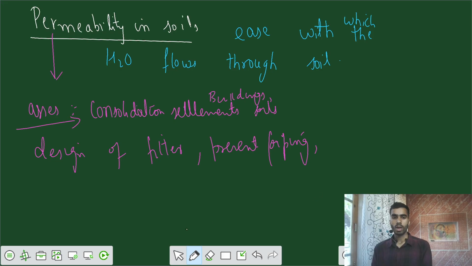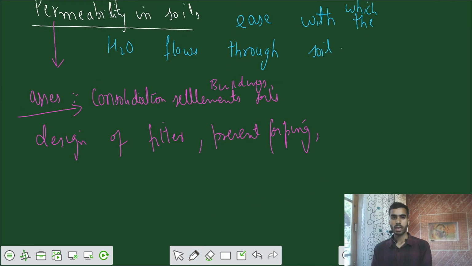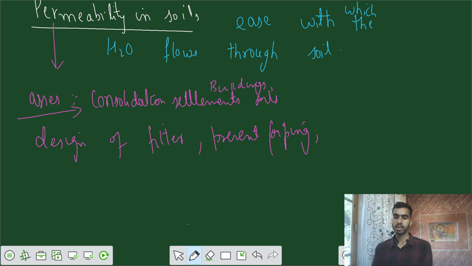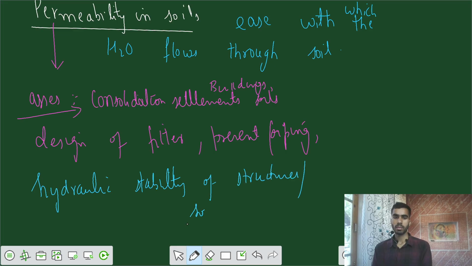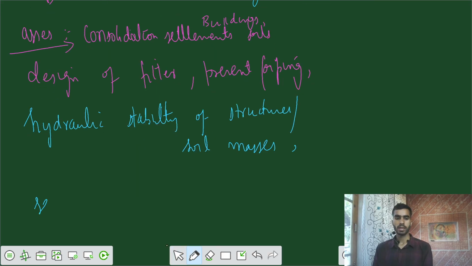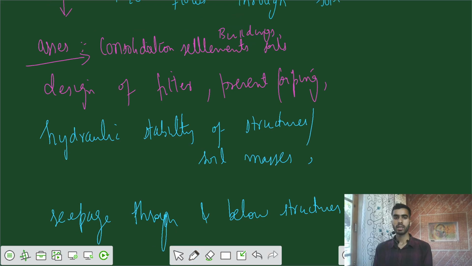Okay, and there are a few more terms we can assess from understanding the permeability. There is the hydraulic stability of structures, soil masses. Okay, seepage, analysis of that seepage. We can get the seepage through and below the structures. So that is the use of the permeability of soil.